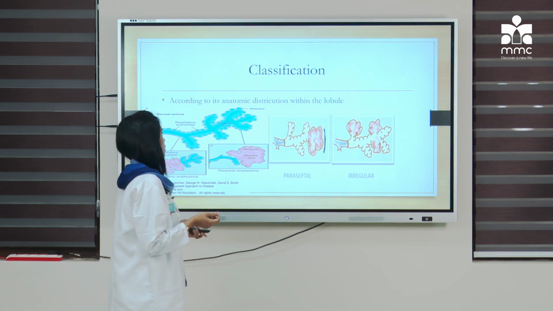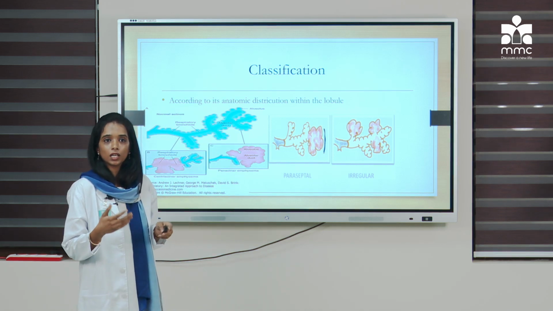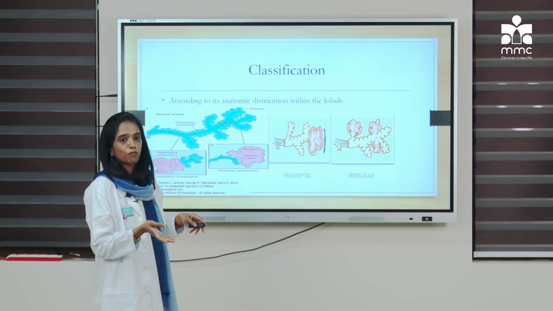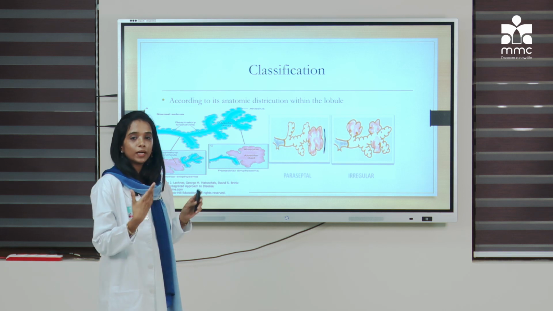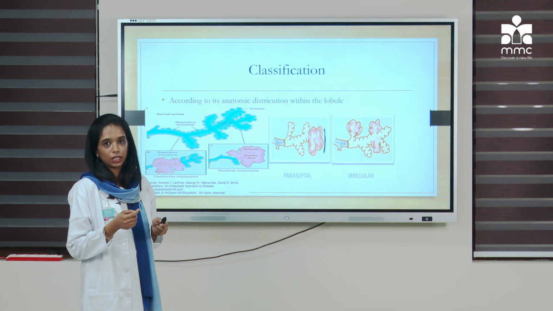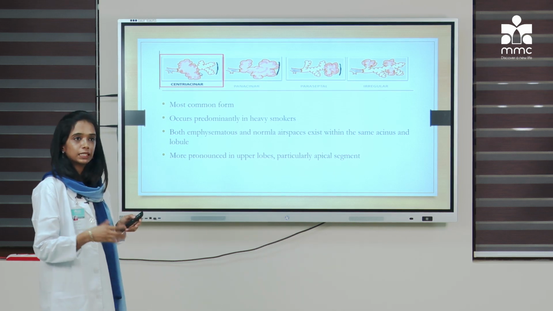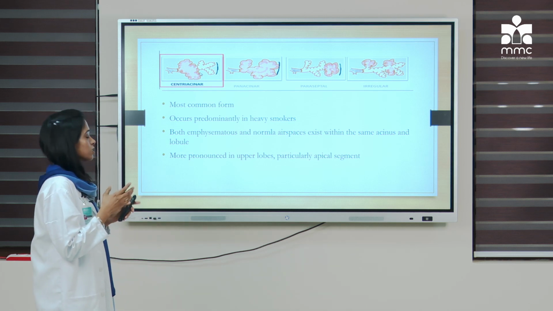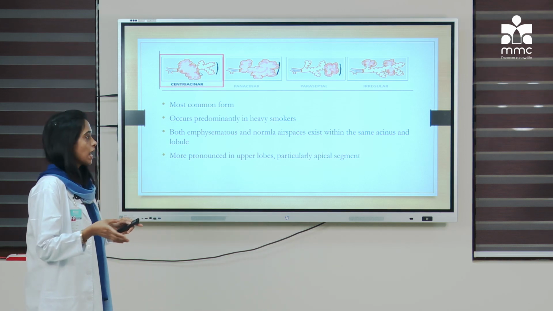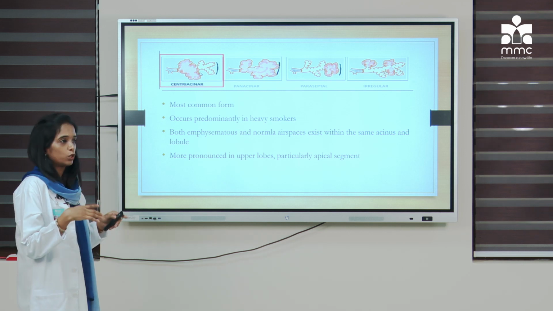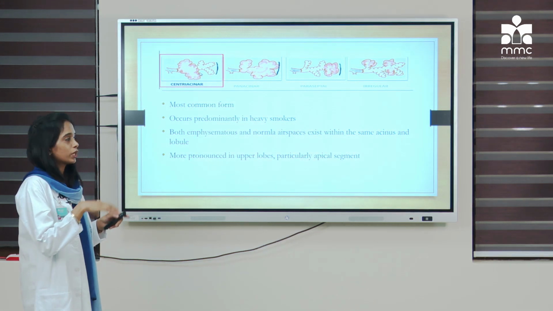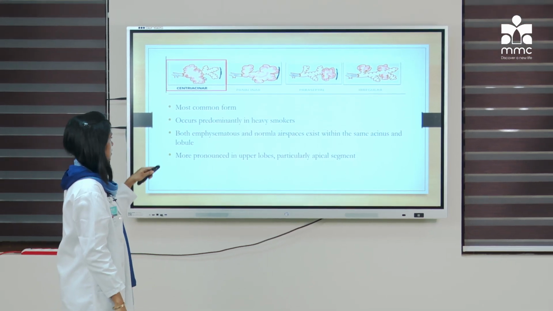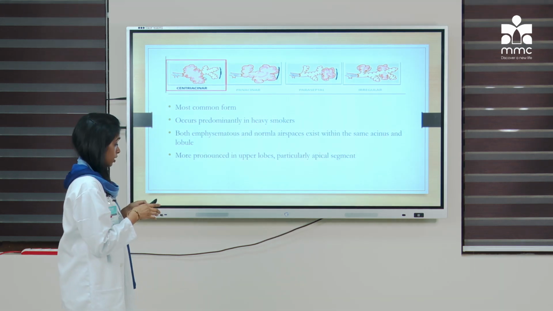In paraseptal, the alveolus as well as the alveolar ducts are involved, and in irregular there is involvement of both centriacinar and paraseptal areas along with a fibrotic change in the lung. Now we will discuss the centriacinar type in detail. This is the most common form among all four. It predominantly occurs in heavy smokers, with a predilection for the upper lobes, predominantly the apical segment. Here, emphysematous and normal air spaces can coexist within the same acinus as well as the lobule.